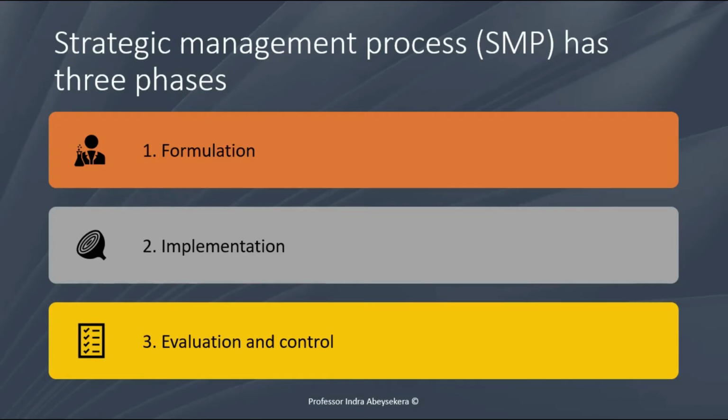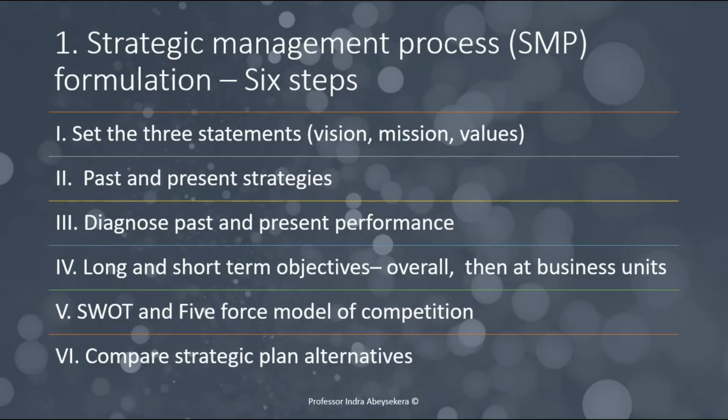The strategic management process has three phases: formulation, implementation, evaluation, and control. The first phase is formulation. It has 6 steps. The first step is setting the 3 statements: vision, mission, and value statement.